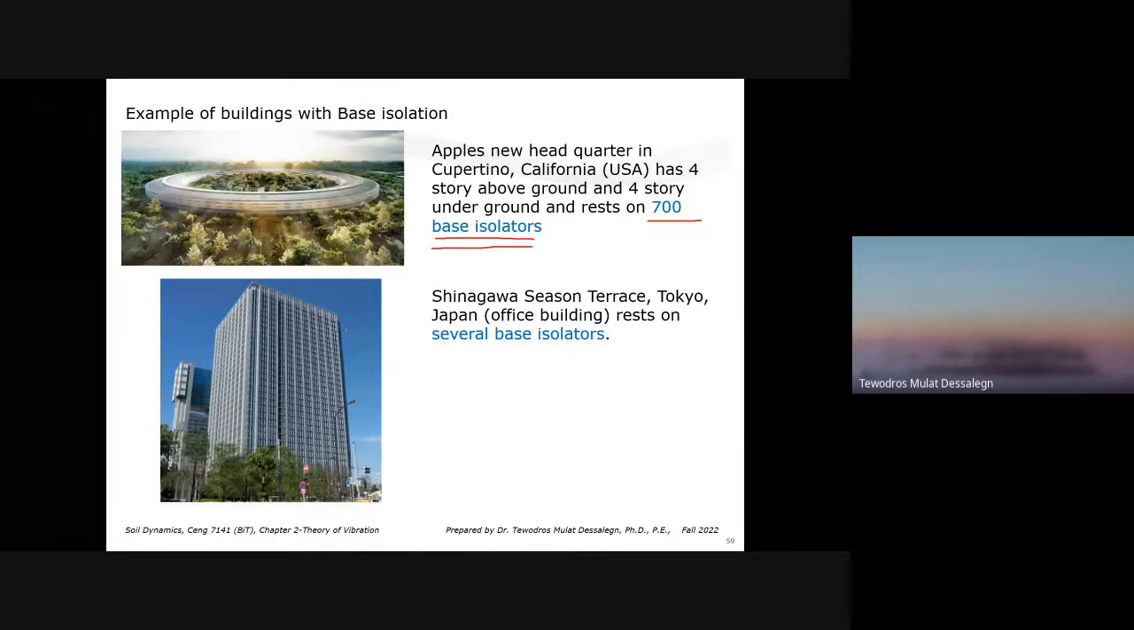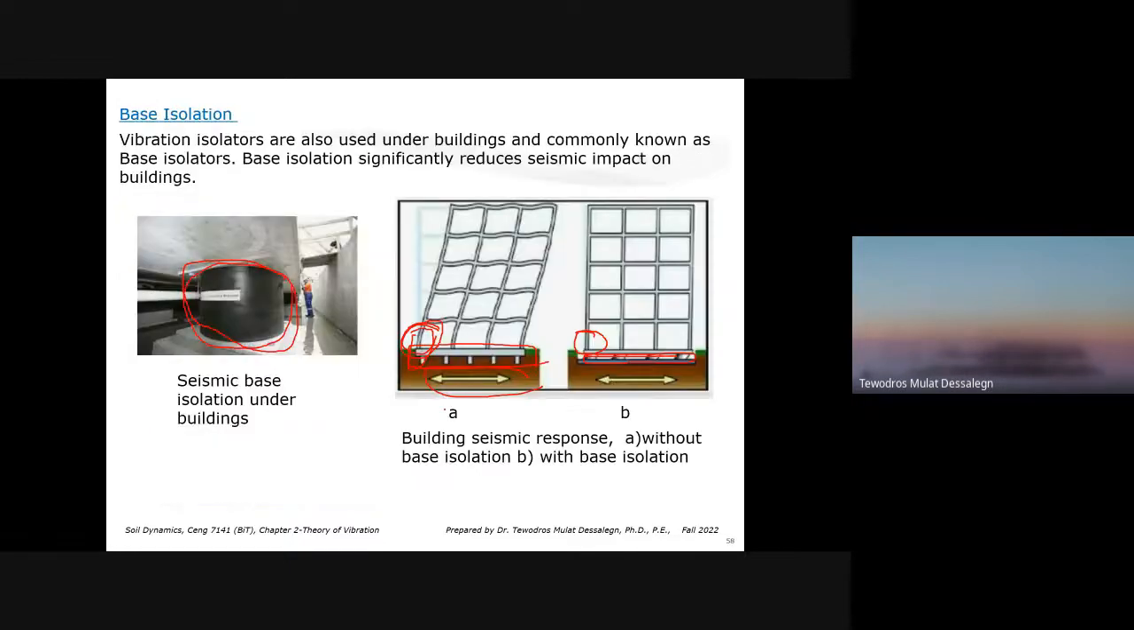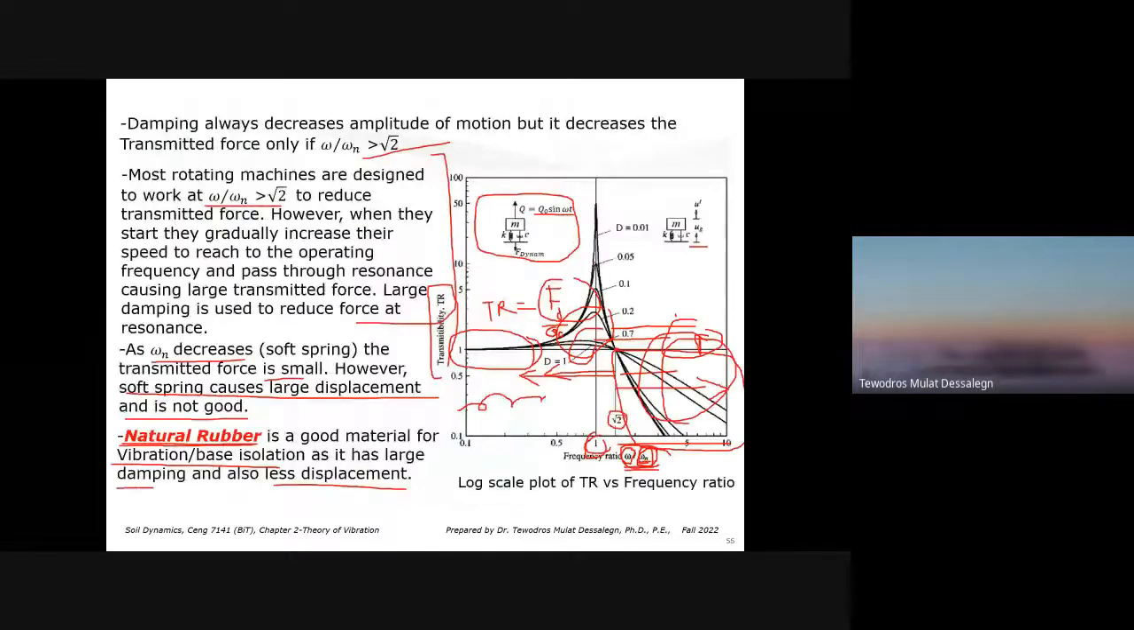Or in Japan, this is very common. In Shiodome Sumitomo Terrace, Tokyo, Japan, an office building rests on several base isolators. They are very tall, maybe 100-story or 50-story buildings. When an earthquake comes, they just move slowly. So no large strain, no damage is expected. So this is a big concept for geotechnical and structural engineers to apply, to use base isolators. And this base isolator concept comes from force transmissibility. This is a concept to hold on to.